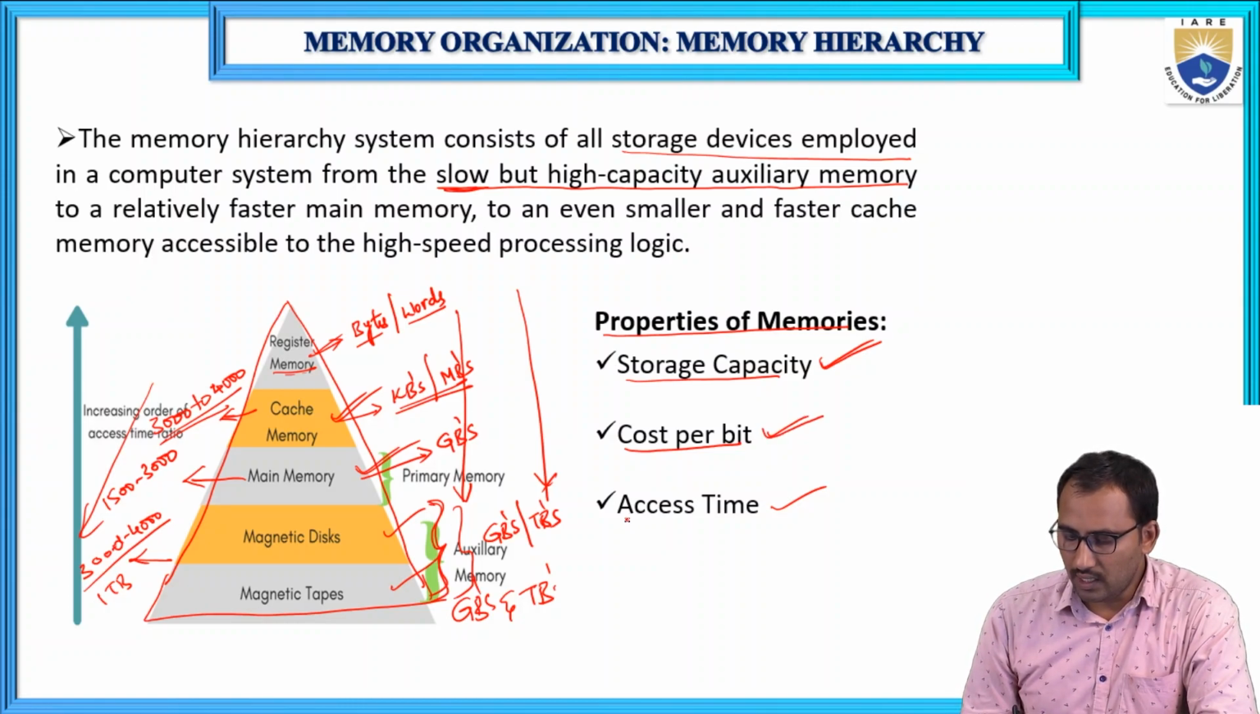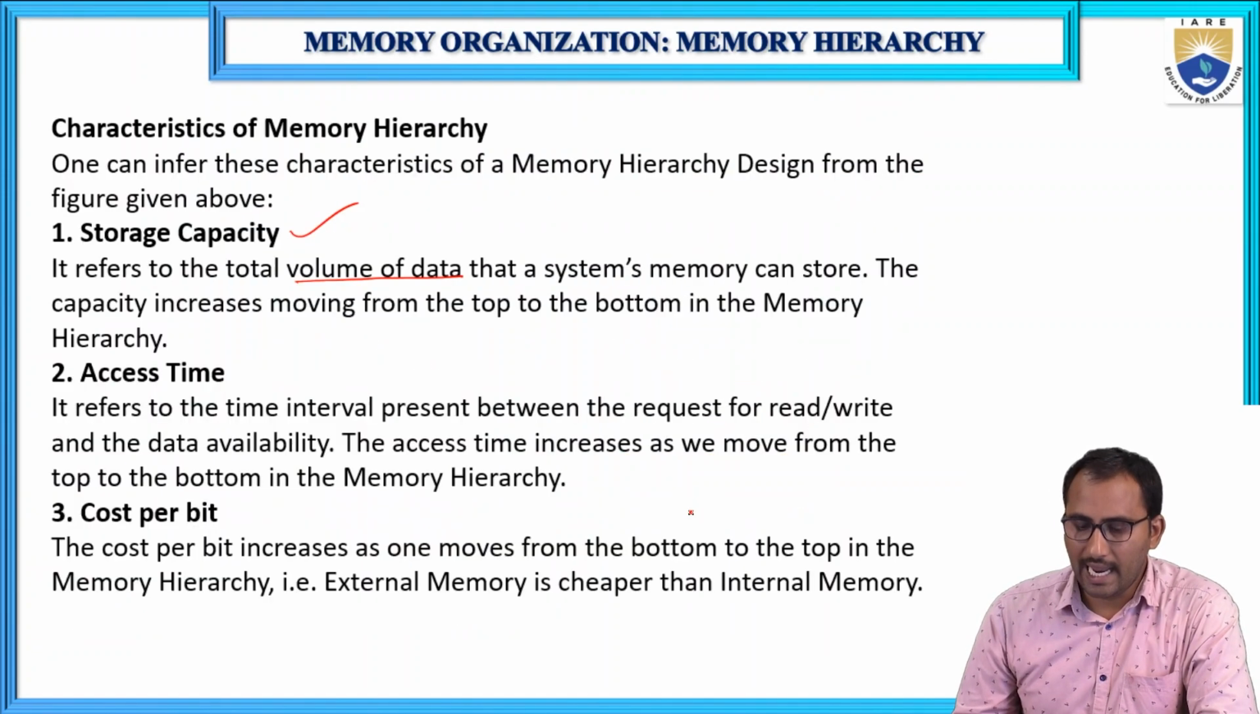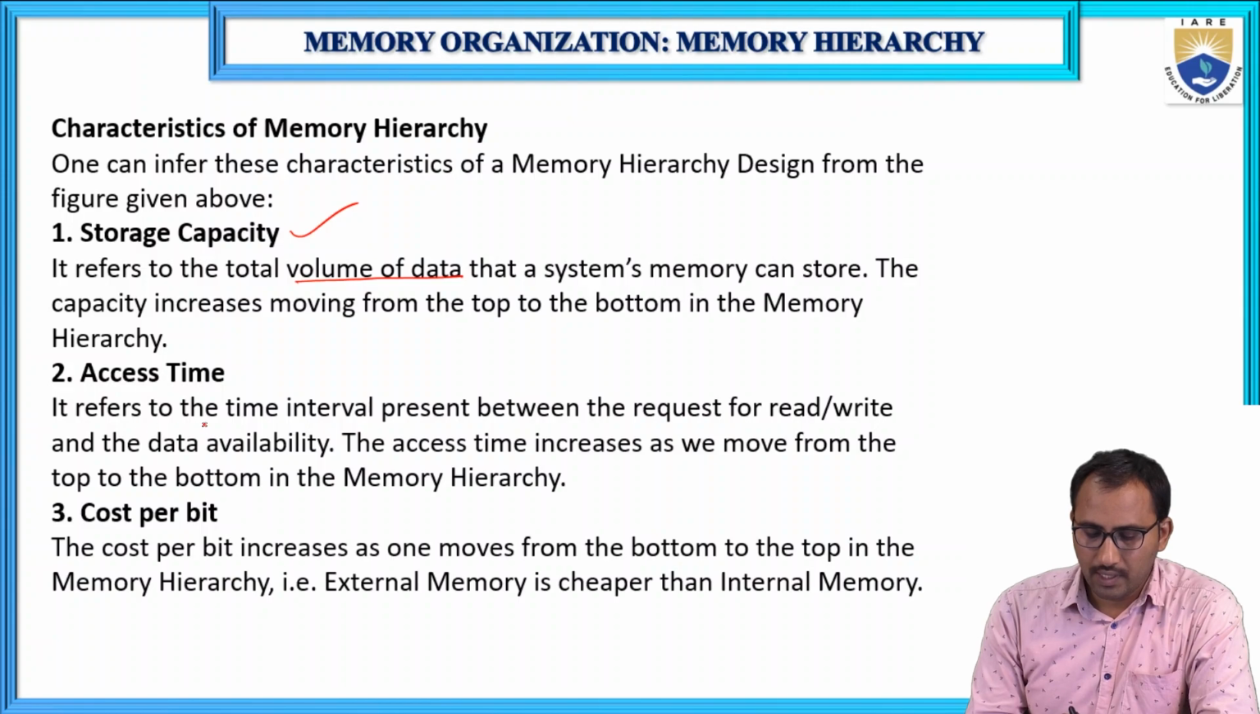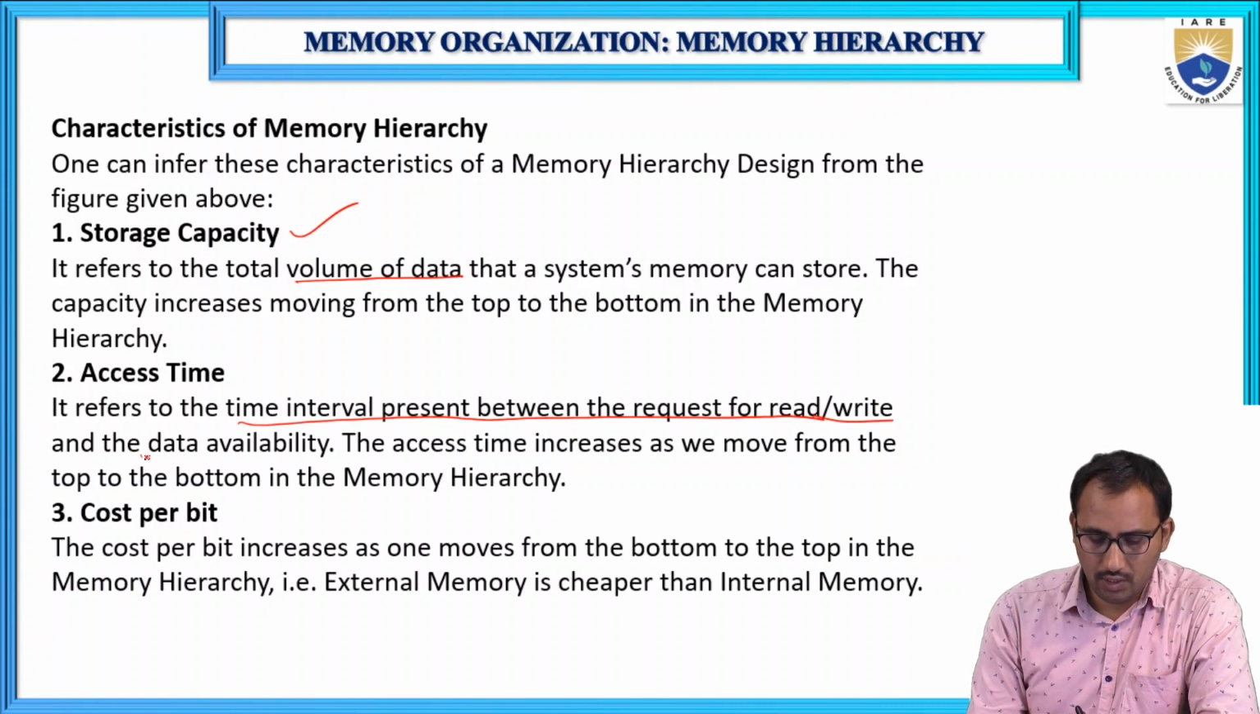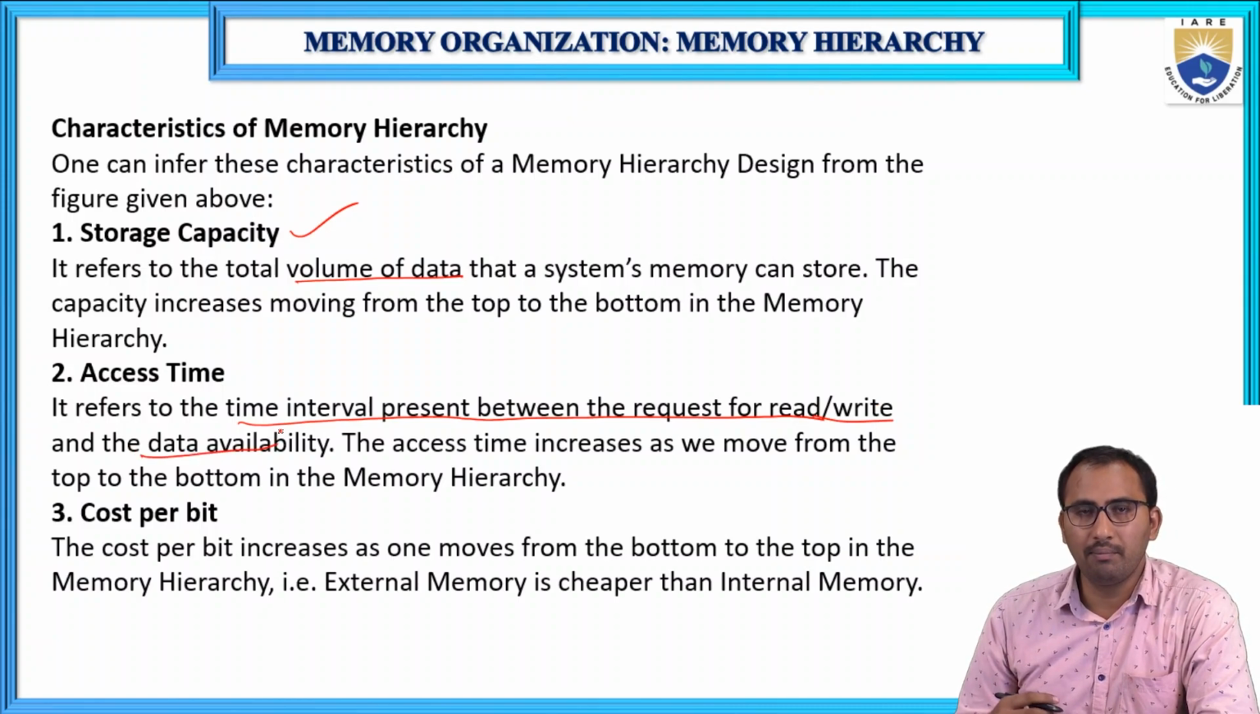Next, the third one is access time. So what is access time? Access time refers to the time interval between the request for read or write and the data availability. The time interval between these two is called the access time.